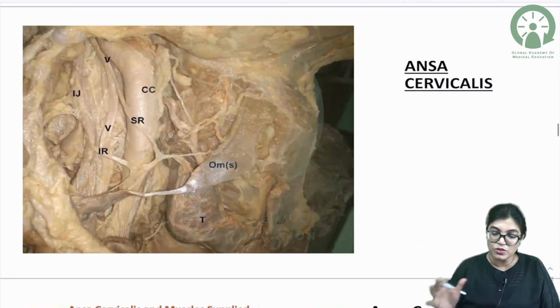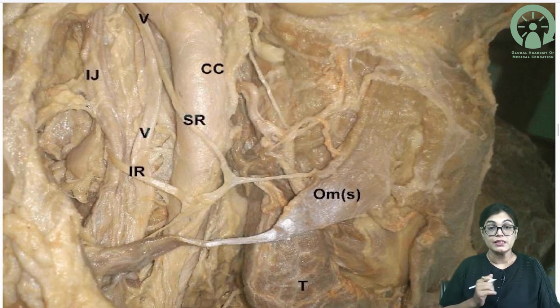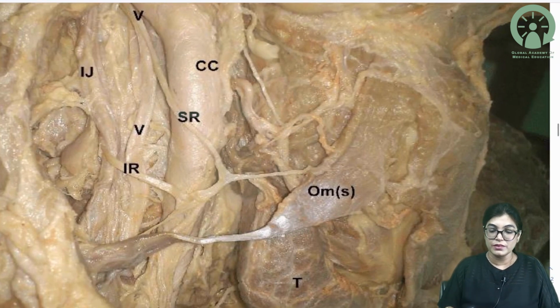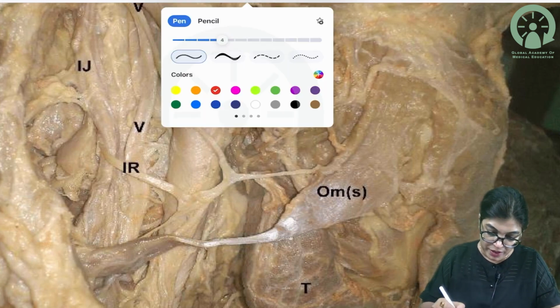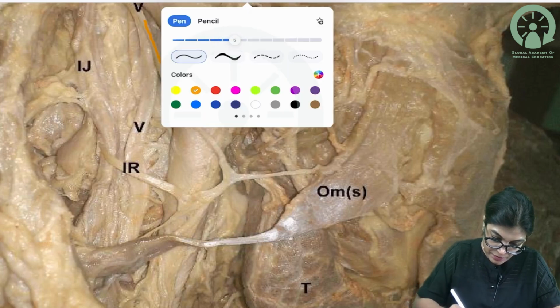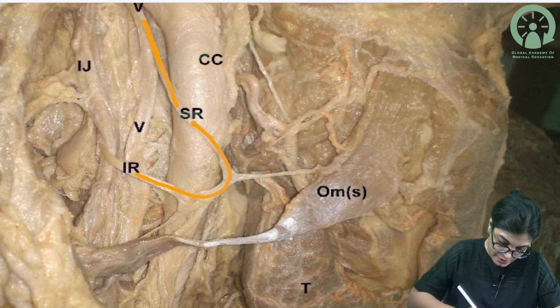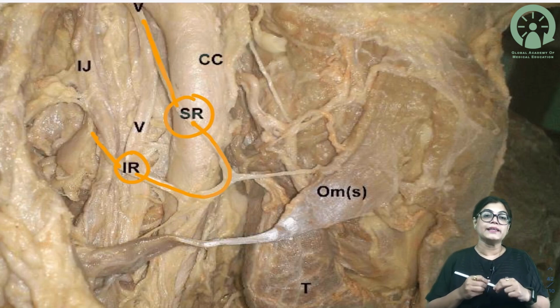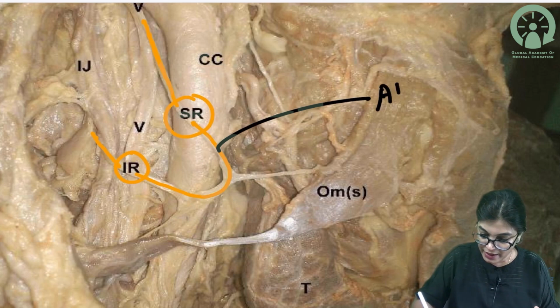Now, I would also like to show you the ansa cervicalis in this cadaveric dissection. You can clearly enlarge this image, and when I enlarge this image, you can see the nerve loop. Firstly I would like to show you the superior and inferior root of the nerve. This nerve loop which I am showing you, SR is superior root and IR means inferior root, and this nerve loop which you are seeing is the ansa cervicalis.